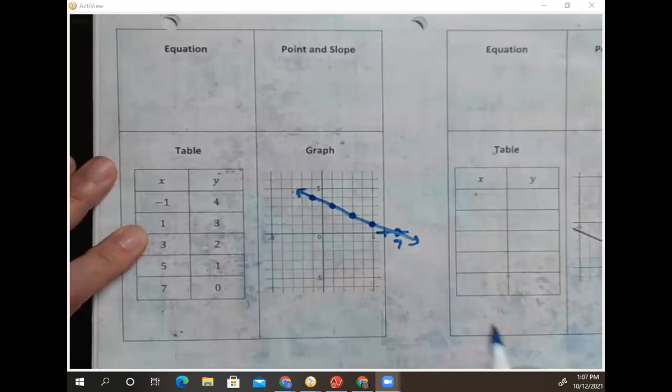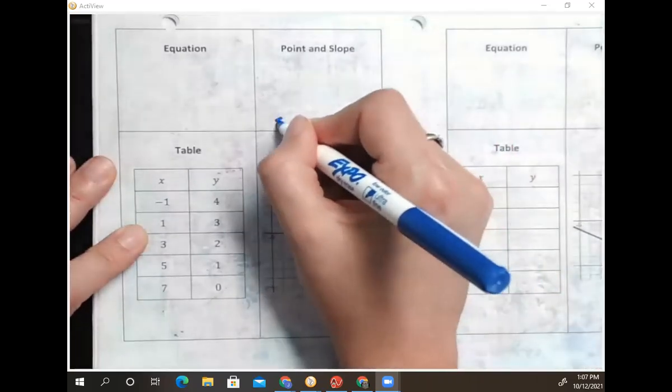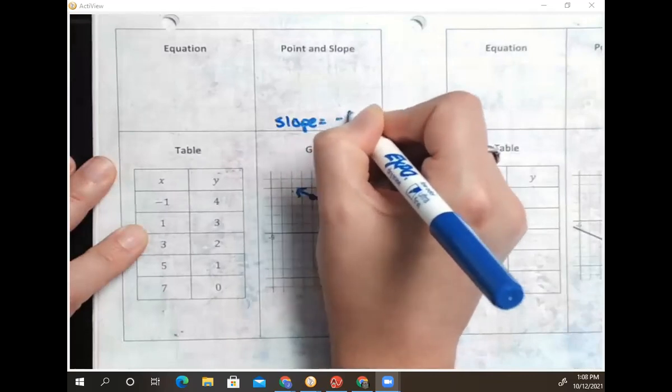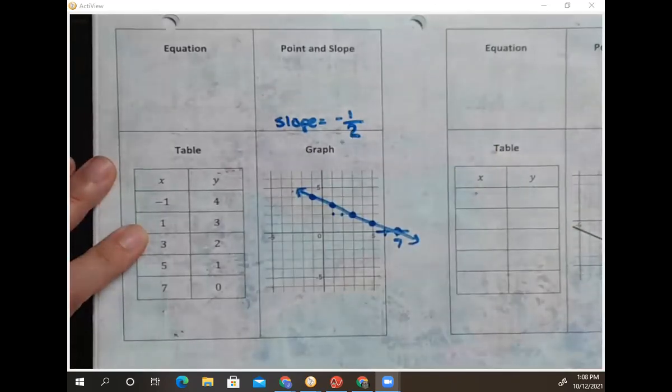Now, I need to identify the slope of this line. How can I find the slope? I've got a graph. How can I find the slope? Yeah, just look for the rise over run. Count it from the graph. So from one point to the next, we have to go down 1. So that means my slope would be -1 and then over 2. So -1/2 is our slope here.